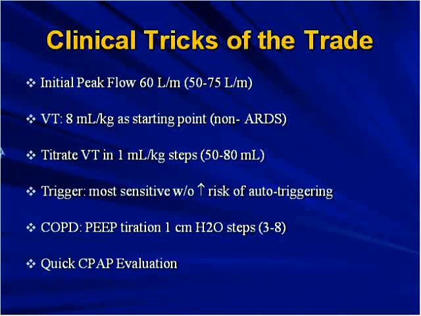Now, for patients who don't have ARDS, I think the default for lung protection should just be 8 mils per kilogram, just to be safe. And we can always titrate that up in steps of 1 mil per kilogram, which is usually 50 to 80 mils, to try to get patients more comfortable. And again, trigger sensitivity that's most sensitive without increasing the risk of auto-triggering. In COPD patients, using PEEP titrated in 1 centimeter steps to counteract the threshold loading from intrinsic PEEP is good.